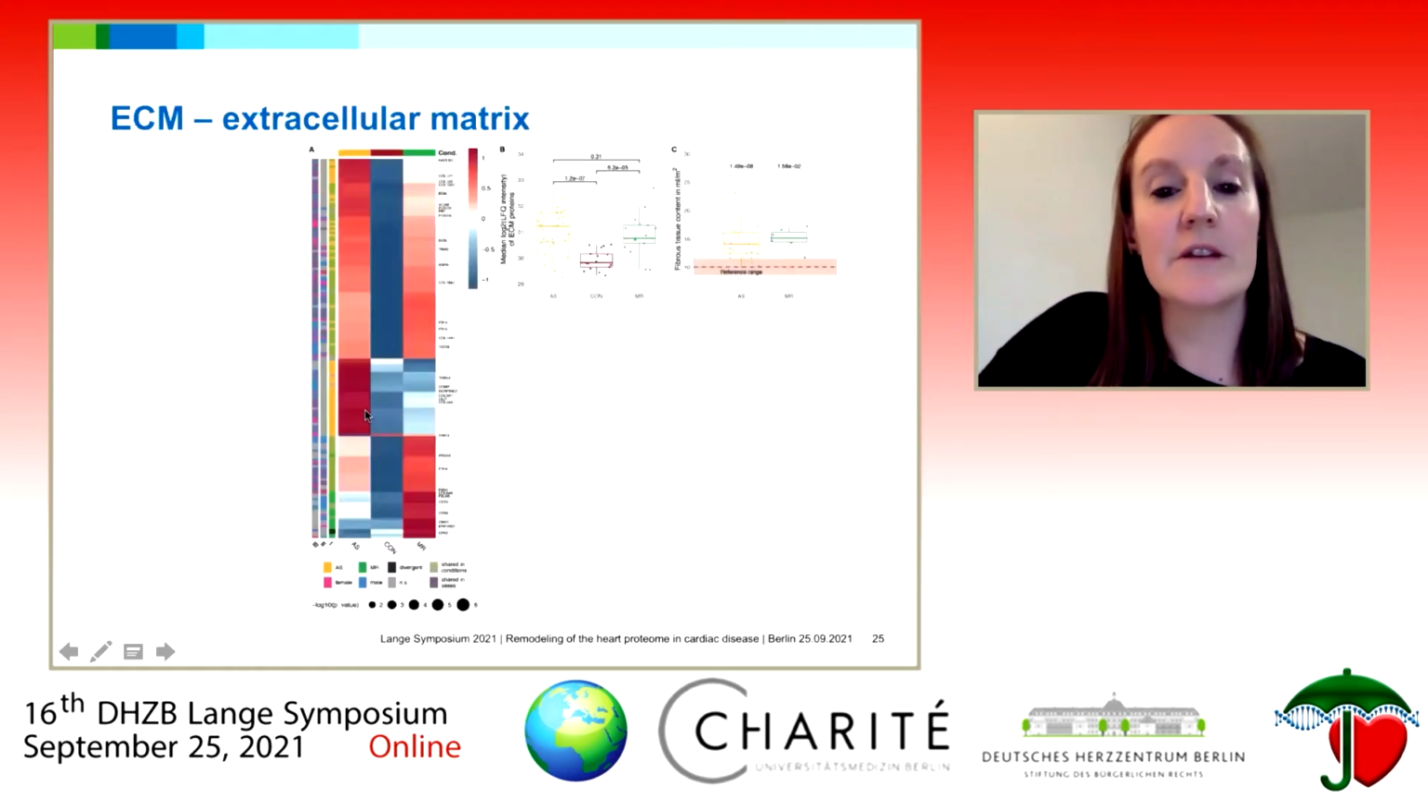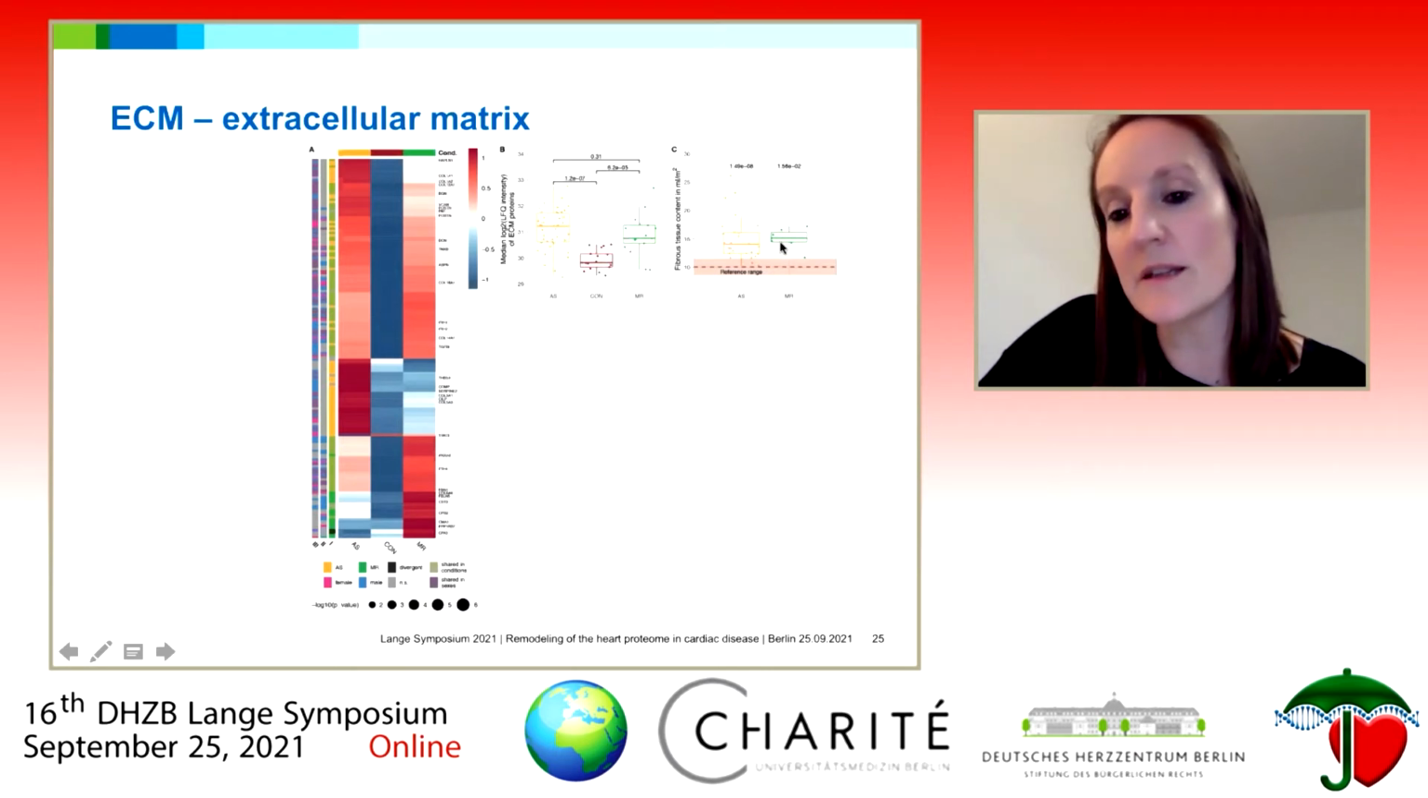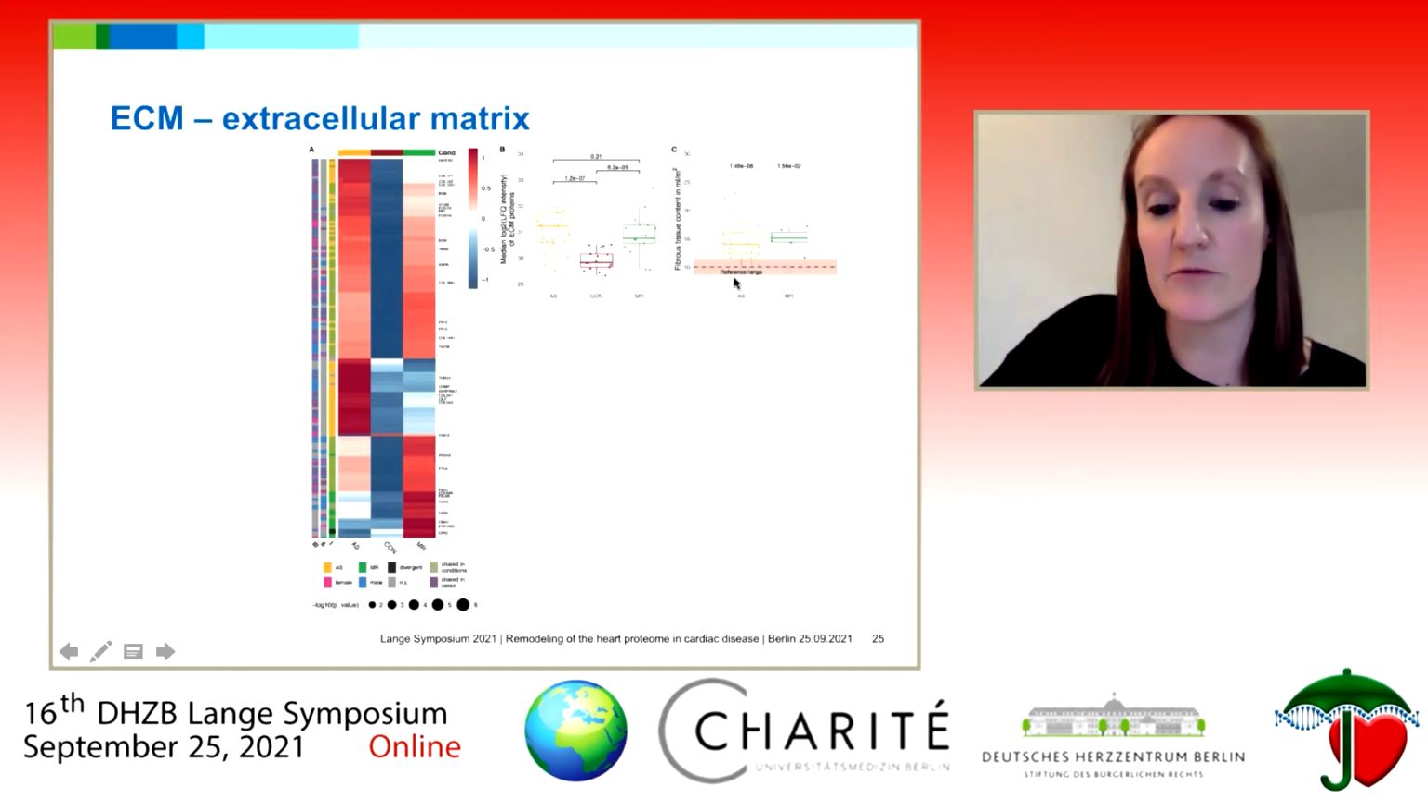So looking at the categories, proteins related to the extracellular matrix we found upregulated in aortic valve stenosis patients and in mitral valve regurgitation patients compared to the controls. And in clinical imaging, like I said before as well, fibrous tissue content was increased compared to the reference range.